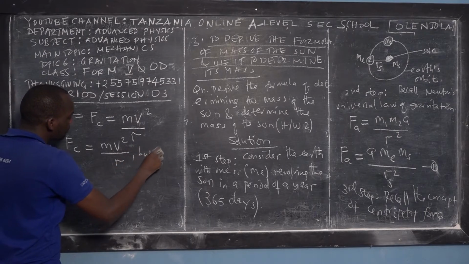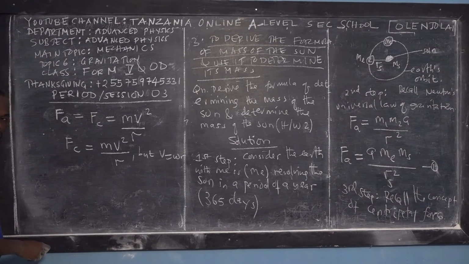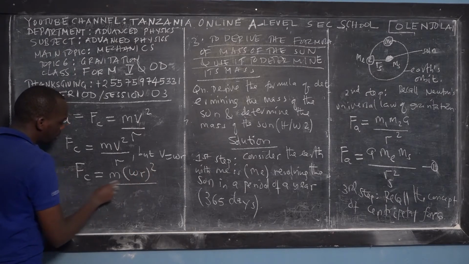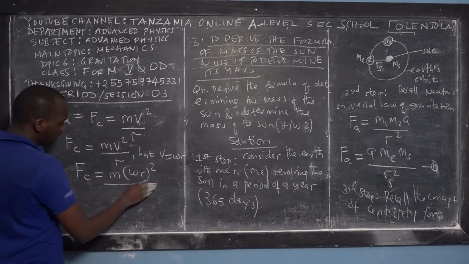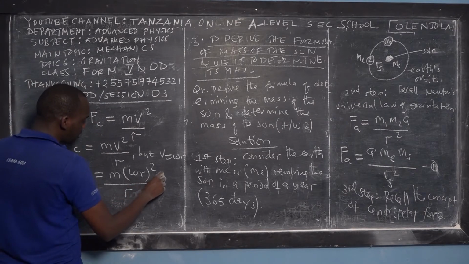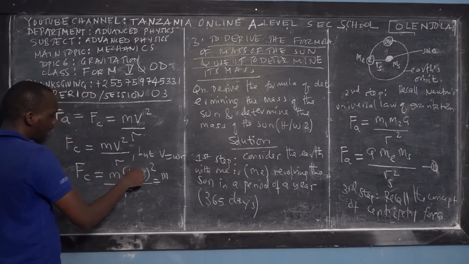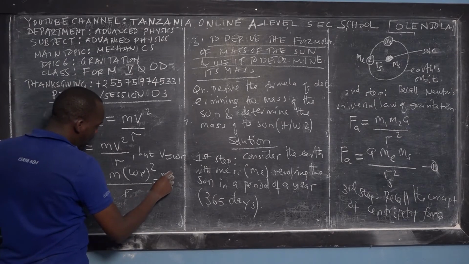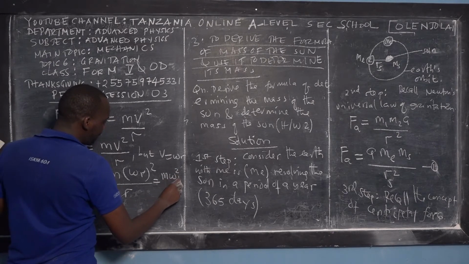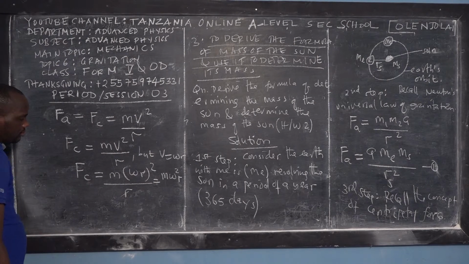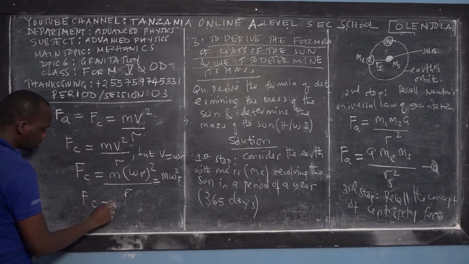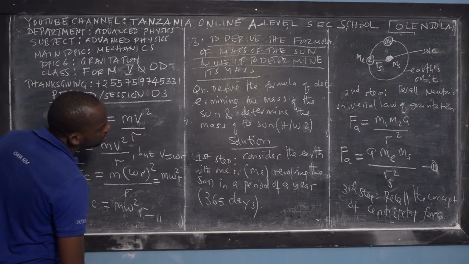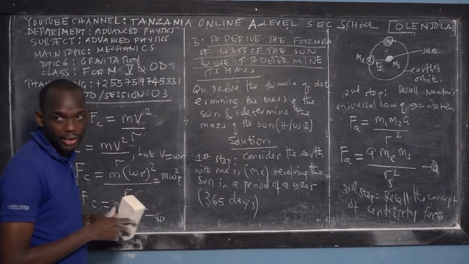Again, linear velocity is equal to angular velocity times radius. So the centripetal force is equal to mass times omega squared radius squared over radius. Then the radius cancels, and what remains is mass, omega squared, times radius. Right? So that is the centripetal force: mass omega squared times radius. This is equation 2. Right?